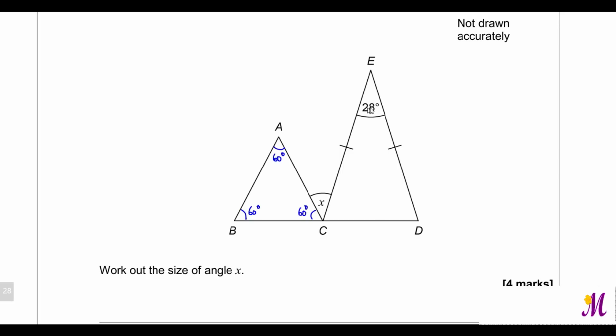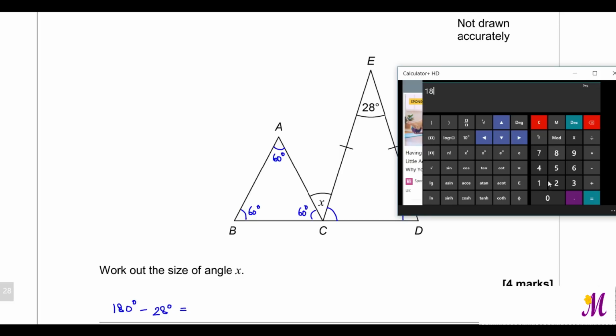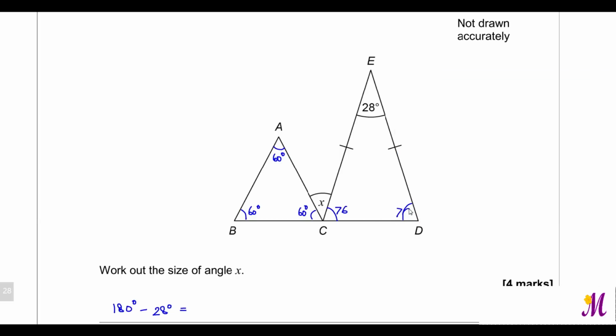If E is 28 degrees and then this angle and this angle are the same, let's see how many degrees they are. The whole triangle should be 180 degrees. If we take away 28 degrees from 180, we've got 152, and 152 will be divided into two angles, C and then D. 152 divided by 2, we've got 76 each. 76, and then here is 76.